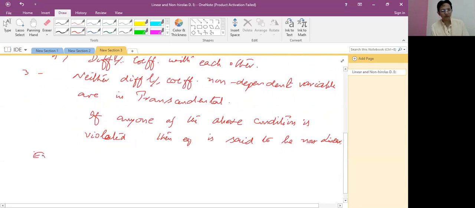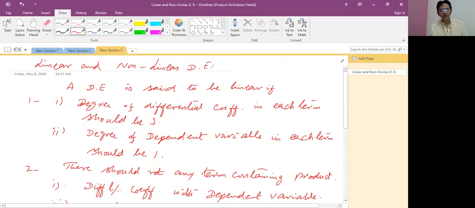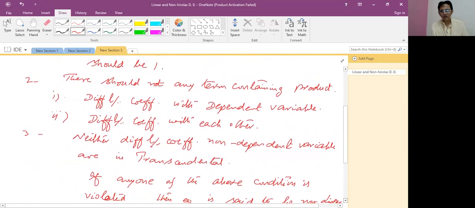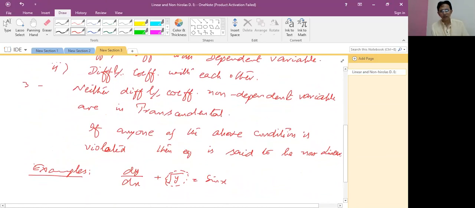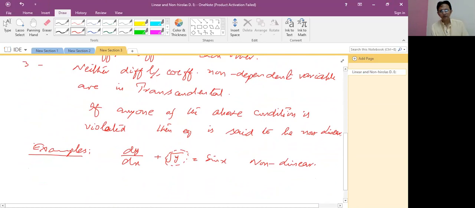With the help of examples, we identify easily linear or non-linear. So dy over dx plus root y is equal to sine of x. The dependent variable is in the square root. The degree of the differential equation in each term should be 1, but here y is in a fractional power, so we call it non-linear.